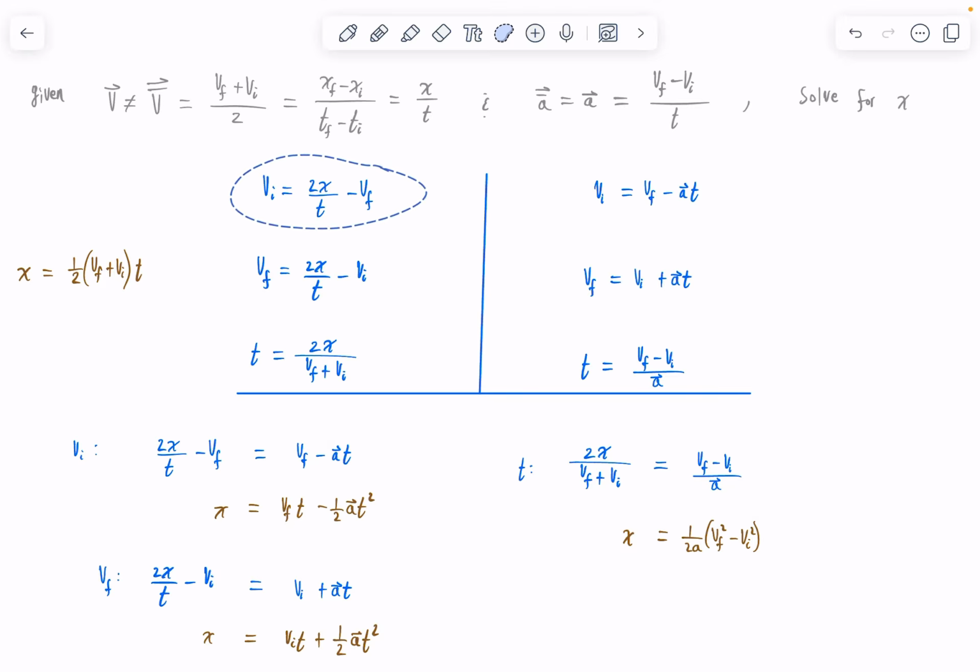get this. Same procedure to solve for v sub f, and then to solve for time, here we can multiply again 2 in the x, and then divide by the sum on the numerator, so we get that.